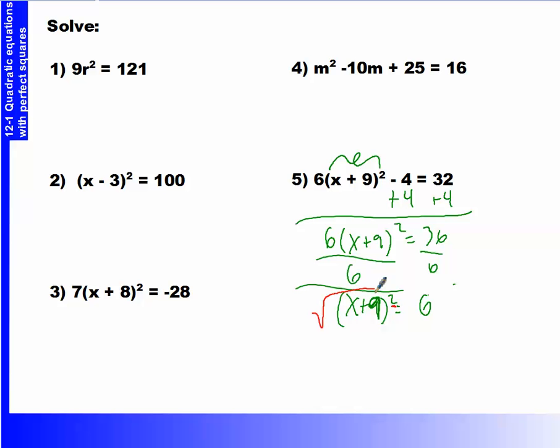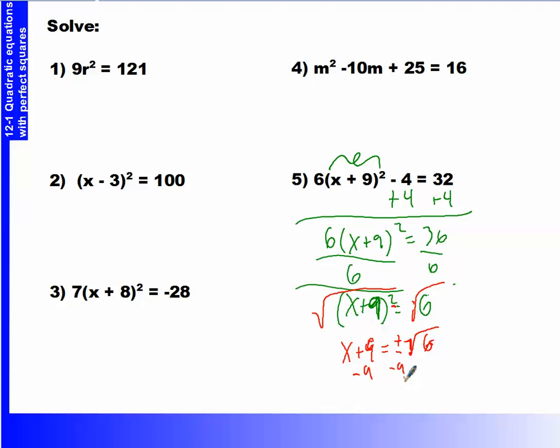So how am I going to get the squared out of here? Take the square root. So what is the square root of (x plus 9) squared? And that's going to equal plus or minus the square root of 6. All right. So what am I going to do to both sides now to get the x by itself? Subtract 9. So I'm going to subtract 9, subtract 9.